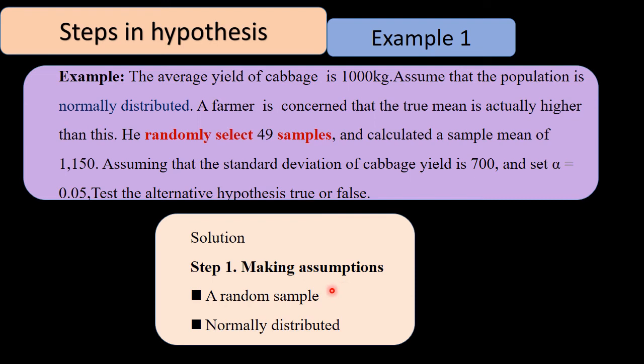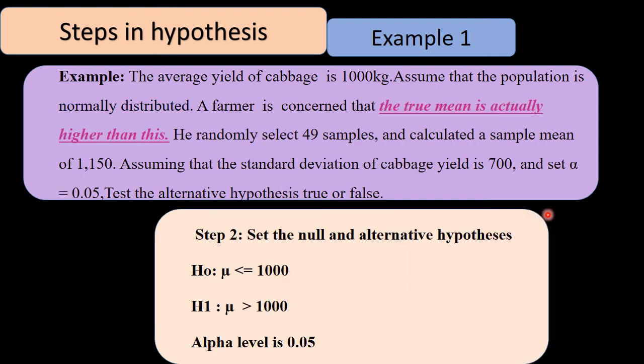Now we will go to the first step. What is the first step? We have to assume a random sample, a normally distributed population. Here it is mentioned that the population is normally distributed. That is one assumption. And he randomly selected 49 samples, so randomly selected samples are there. Therefore, you get these two assumptions as step 1: a random sample and a normally distributed population.